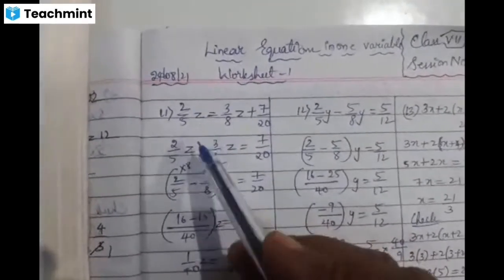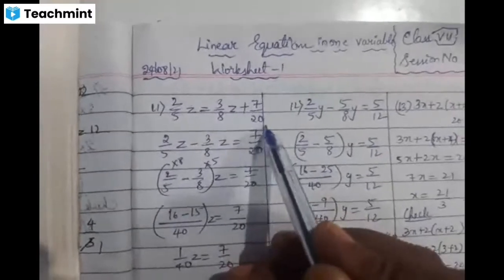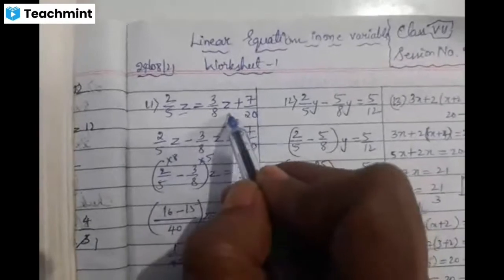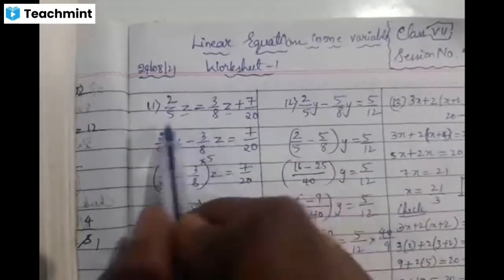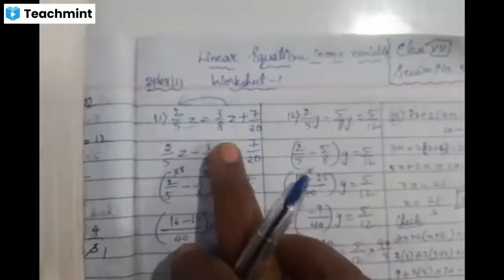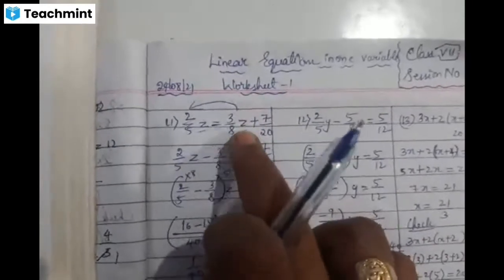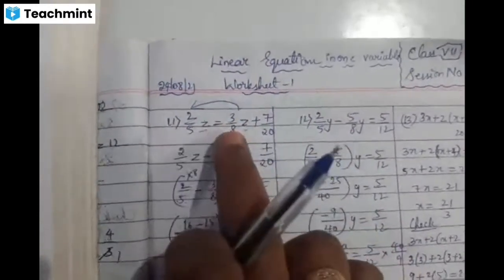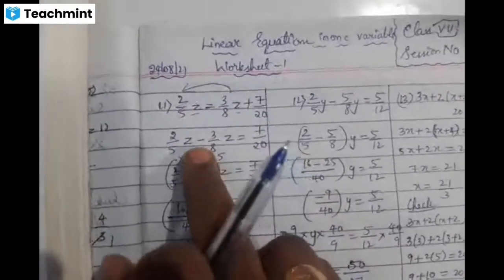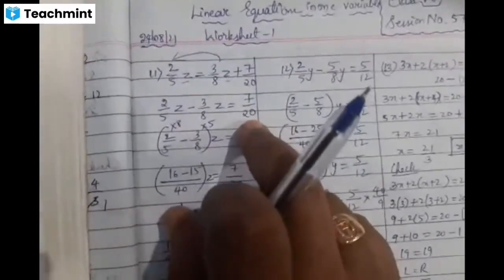2 by 5z is equal to 3 by 8z plus 7 by 20. Here you know z is on the left hand side, and one more z is on the right hand side. Like terms we have, let us group them. Grouping means we are transposing the term which has a z to the left hand side. So here it is plus 3 by 8z. When I take it to the left hand side, it becomes minus 3 by 8z is equal to 7 by 20 as it is.